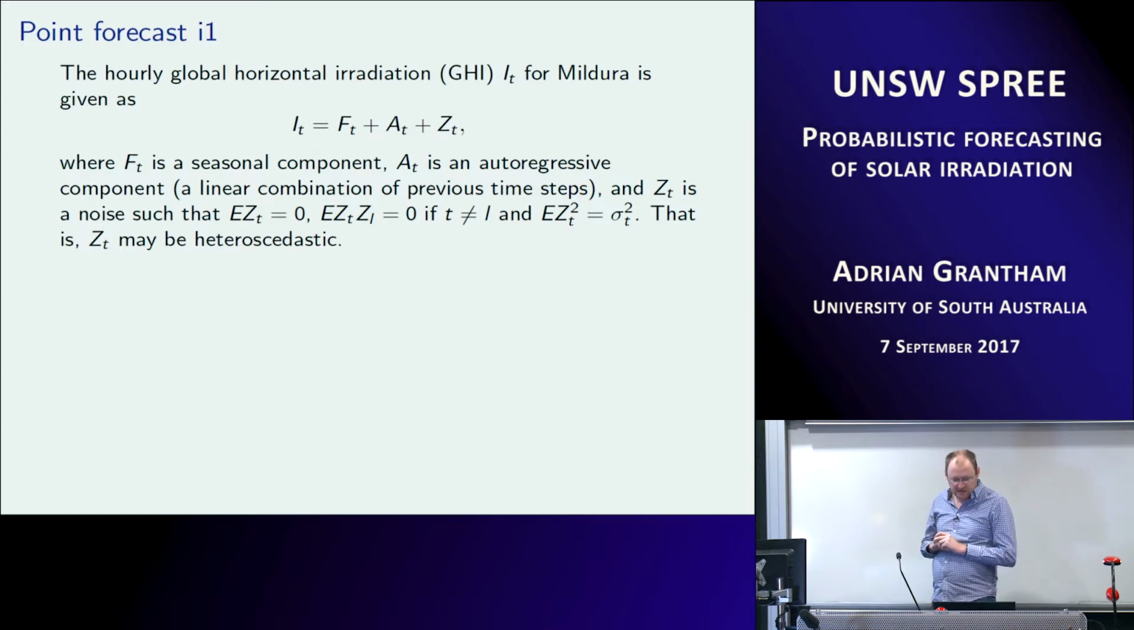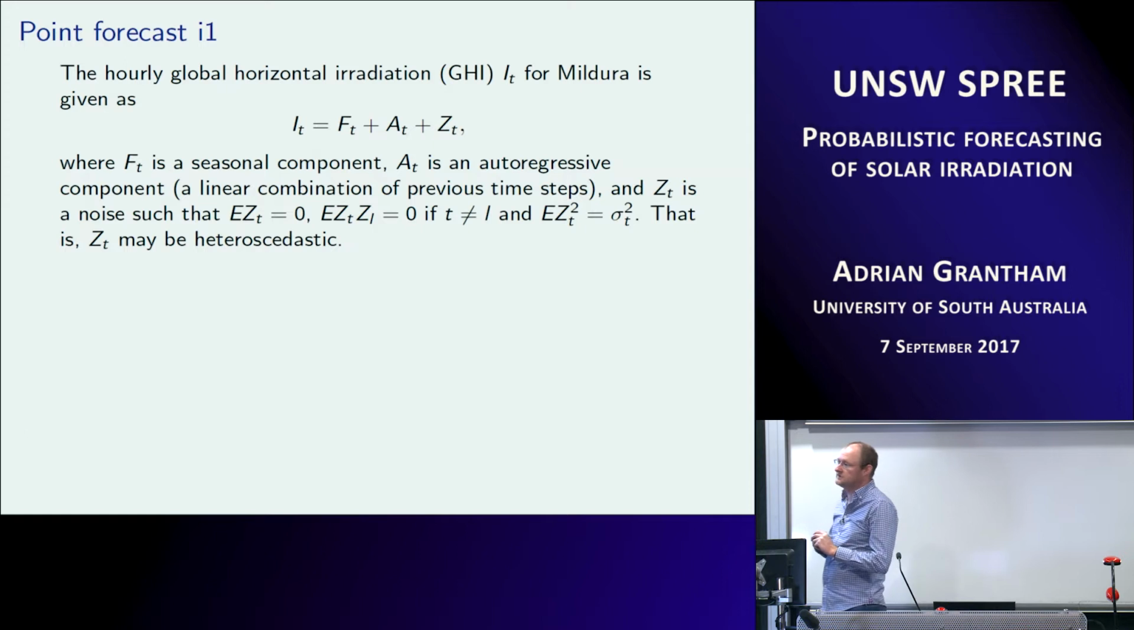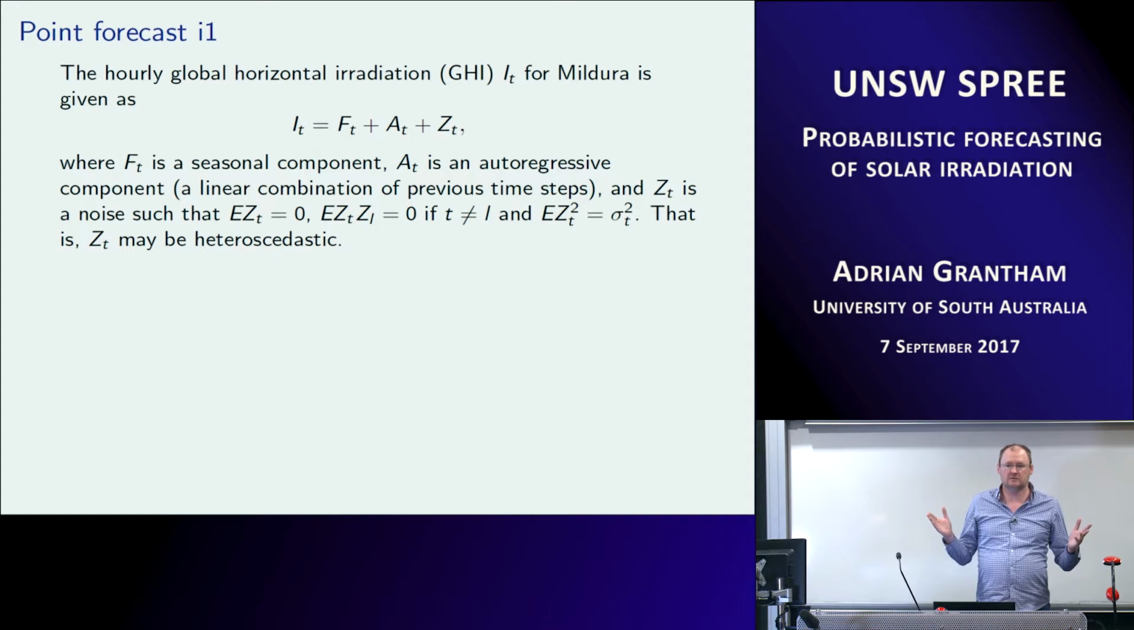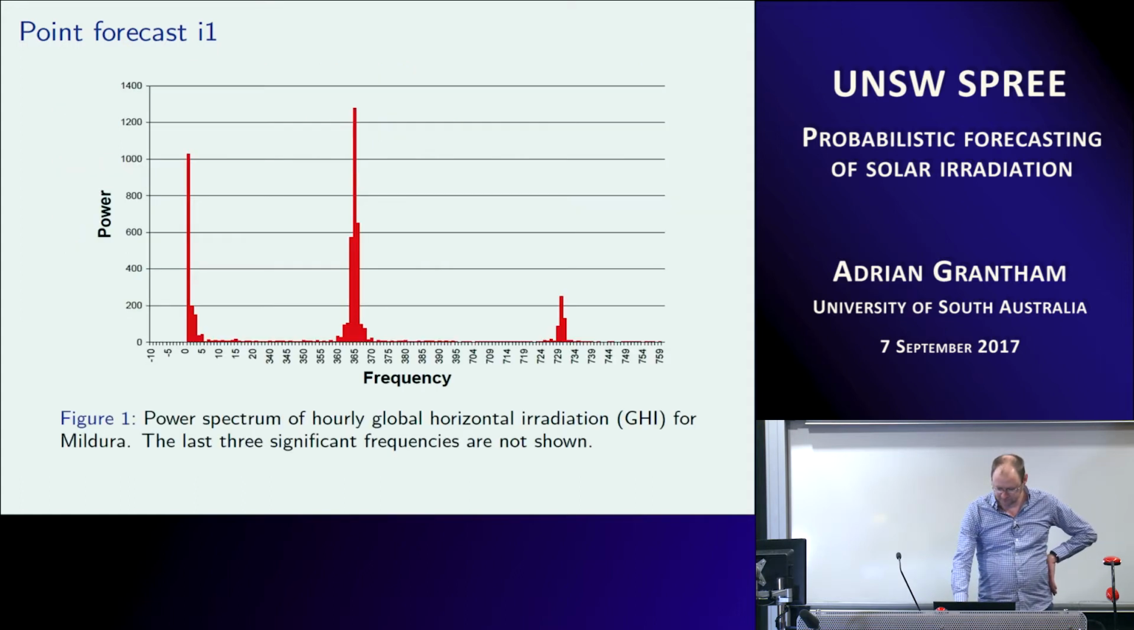Now the errors may be heteroscedastic, so there is a changing variance in time. Ideally we want them to be constant throughout time. It makes our life easier, but they're not. This is an important point that we will touch upon a little bit later on.